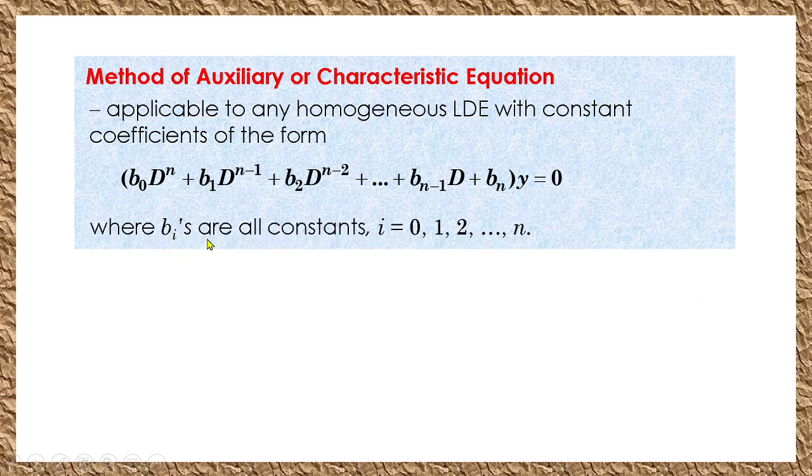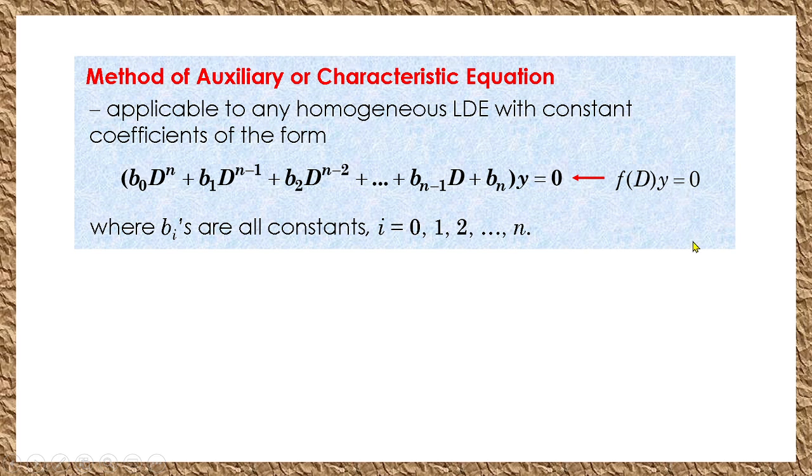Now again, the b sub i's here are all constants where i is equal to 0, 1, 2, 3, and so on up to n. So b sub 0, b sub 1, b sub 2, all the way to b sub n. For simplicity, we're going to call this f of D applied to y equal to 0. Again, f of D meaning a function in terms of D, an operator in terms of D, applied to y equal to 0. This is the homogeneous linear DE.